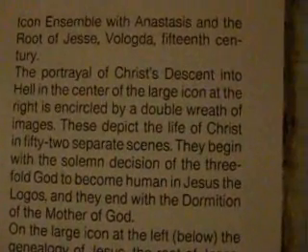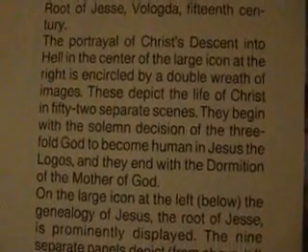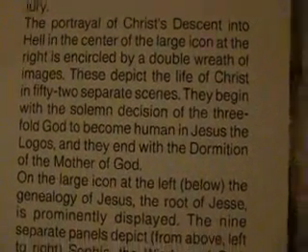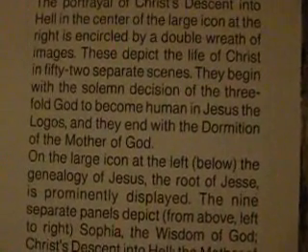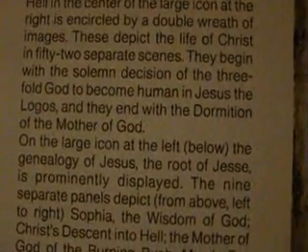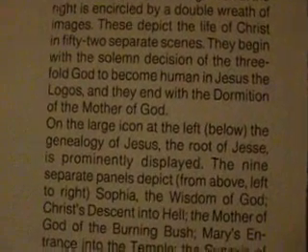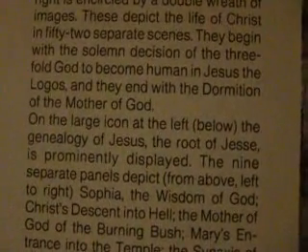Now, let's get a right close up of it here. Look at that. And it says here, the portrayal of Christ's descent into hell in the centre of the large icon at the right is encircled by a double wreath of images. These depict the life of Christ in 52 separate scenes. They begin with the solemn decision of the threefold God to become human in Jesus, the Logos, and they end with the Dormition of the Mother of God.